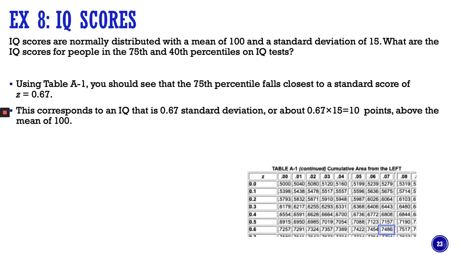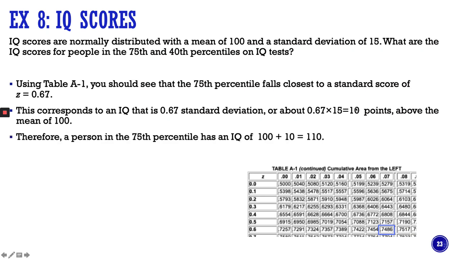That corresponds to an IQ that is 0.67 standard deviations, or about 0.67 times 15, because our standard deviation was 15, so we multiply those together to get the number equal to 10 points above the mean. So we can say that the 75th percentile has an IQ of 100 plus those 10 points, because our 100 is our mean, plus the extra 10 equals 110.